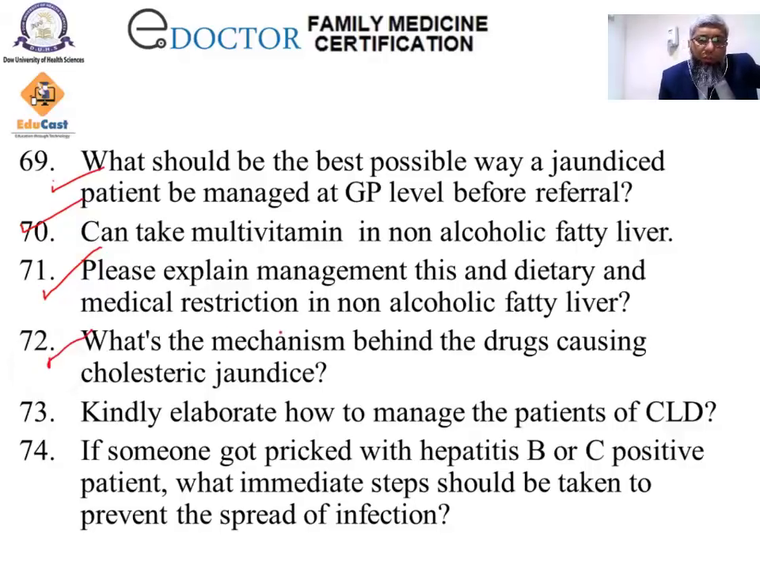Question number 72. What is the mechanism behind drug causing cholestatic jaundice? So there are different drugs which can cause cholestatic jaundice, and different mechanisms. Some are reacting with P450, some are directly toxic, some are causing bile duct vanishing syndrome. So there are different ways your drug can react and cause cholestatic jaundice.